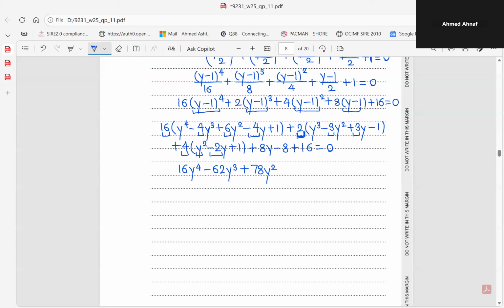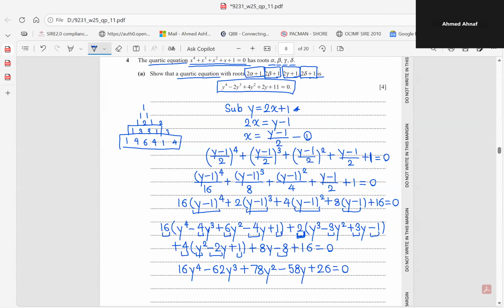So that is minus 58y. Okay, now let's do the whole numbers. So 16 times 1, that is 16. 2 times -1, that's -2. 4 times 1, that is +4. And -8 plus 16, that is +26. Goes to 0.